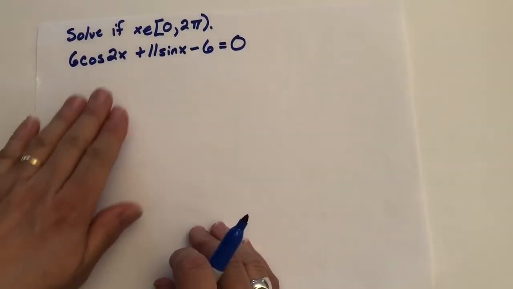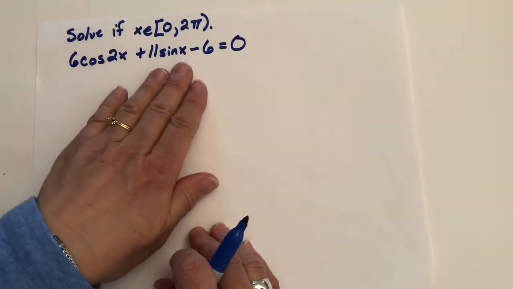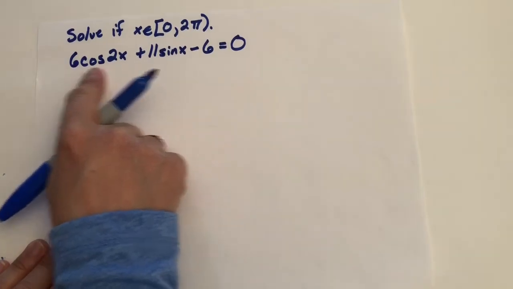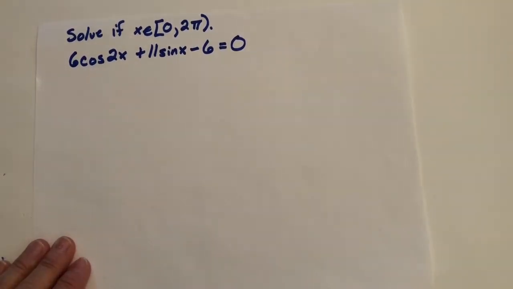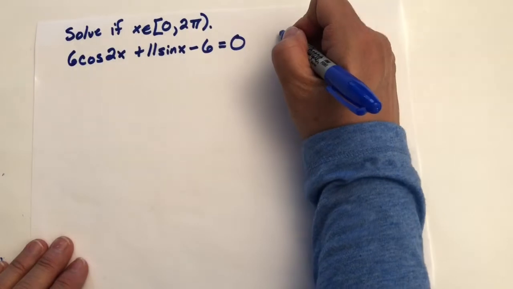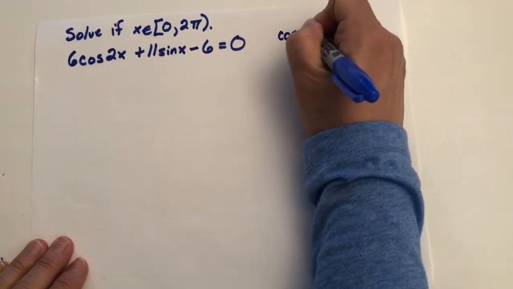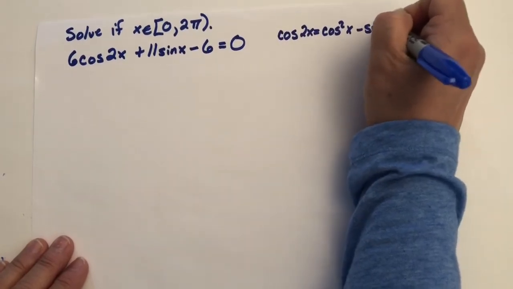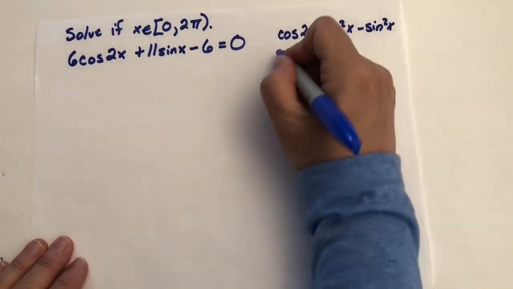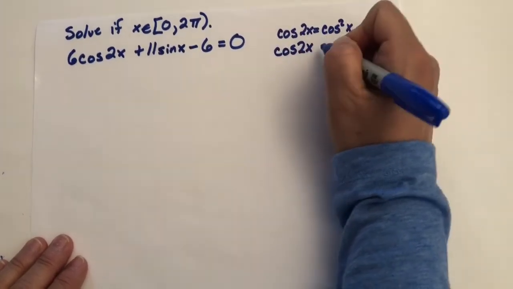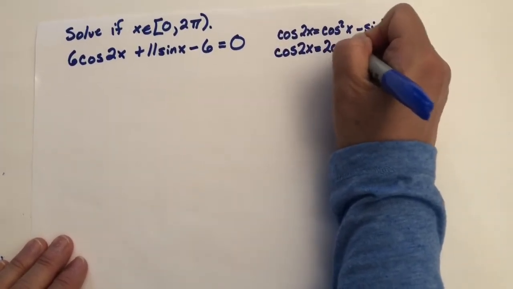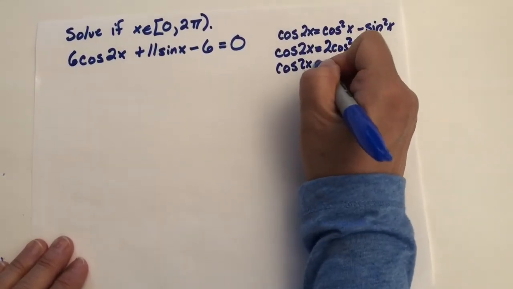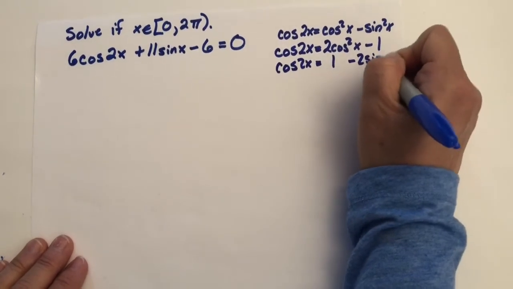And notice here we have a double angle and then just the sine of x. So I hope this brings to mind your double angle identities. You know you have 3 of them that you should know. That the cosine of 2x equals cosine squared x minus sine squared x. We know the cosine of 2x is also equal to 2 cosine squared x minus 1. And it's also equal to 1 minus 2 sine squared x.